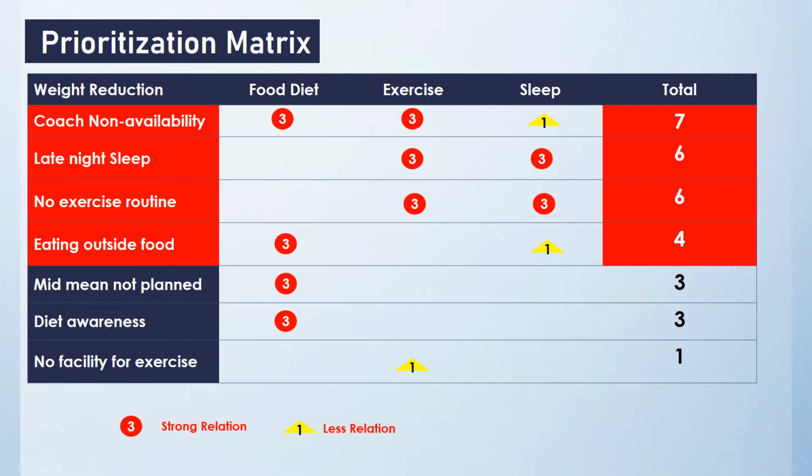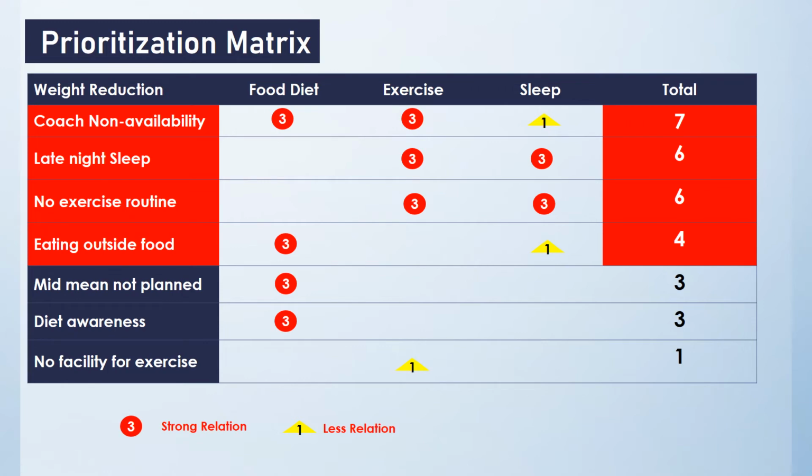So after making the numbers, we are summing up all the numbers based on the relationship. After summing up all, the higher prioritized one comes to the top. So prioritizing it through this matrix, there are 4 factors, the 4 key parameters for the weight reduction. They are coach non-availability, late night sleep, no exercise routine, and eating outside food.